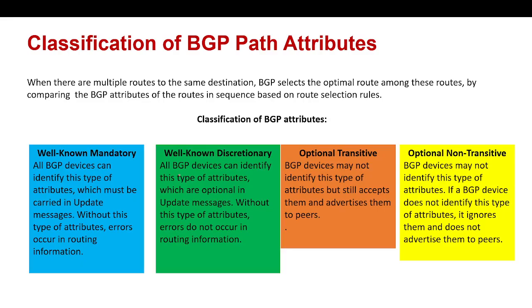But for optional non-transitive, these devices may not identify this type of message, and if you don't identify it, you ignore them and you don't advertise them to the peers. So I send you a message, you don't get my message, you ignore it, you drop it, you don't advertise it to any other peer or any other neighbor that you are connected to. Those are what we call the optional non-transitive. So we have the well-known mandatory, well-known discretionary, optional transitive, and optional non-transitive.